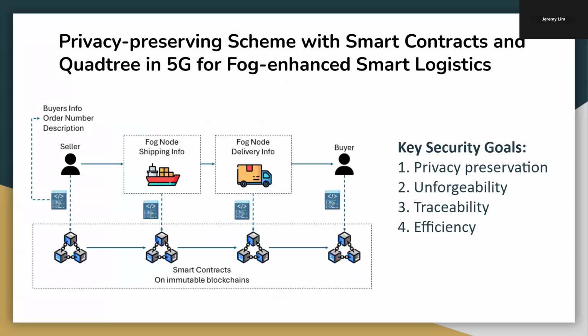On the topic of security, the next paper suggested a privacy-preserving scheme with smart contracts and Quad 3 in 5G for fog-enhanced smart logistics to address the growing concern of data privacy leakages in the increasingly popular field of fog-enhanced smart logistics. It utilizes smart contracts to manage the generation, circulation, and processing of logistics data and achieves the key security goals of privacy preservation, unforgeability, traceability, and efficiency by using immutable smart contracts.